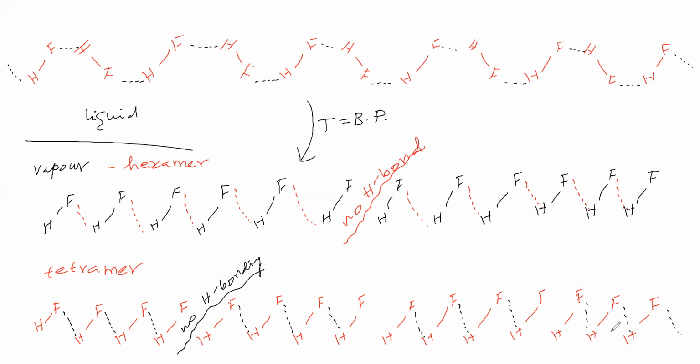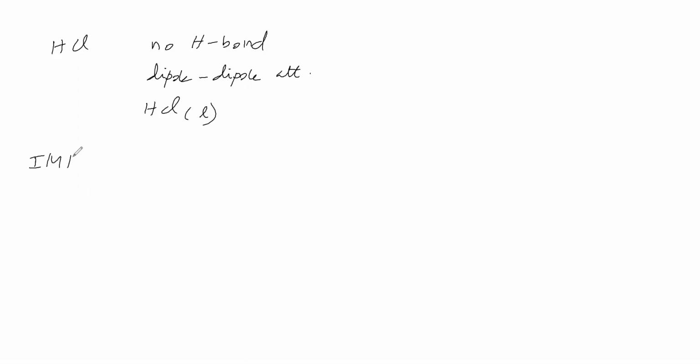Now we will see HCl. Here in HCl, no hydrogen bonding. Then what type of intermolecular force is possible? Dipole-dipole attraction. So HCl liquid has dipole-dipole attraction. Hydrogen bonding is not there. Sir, we will see the intermolecular force strength. If you see the strength, HF hydrogen bonding is greater than HCl dipole-dipole attraction.